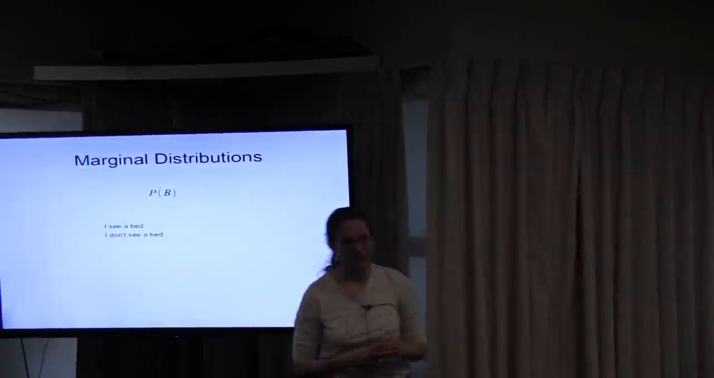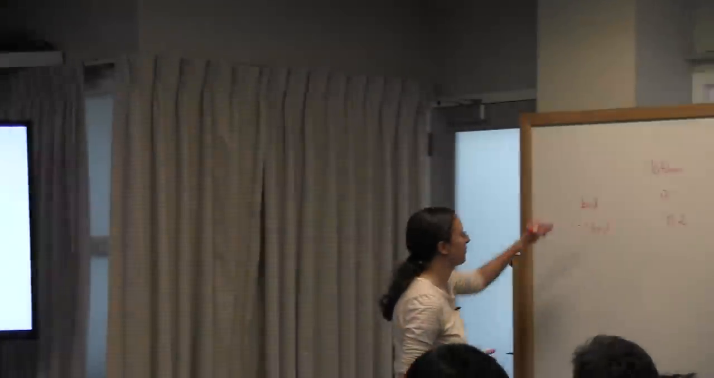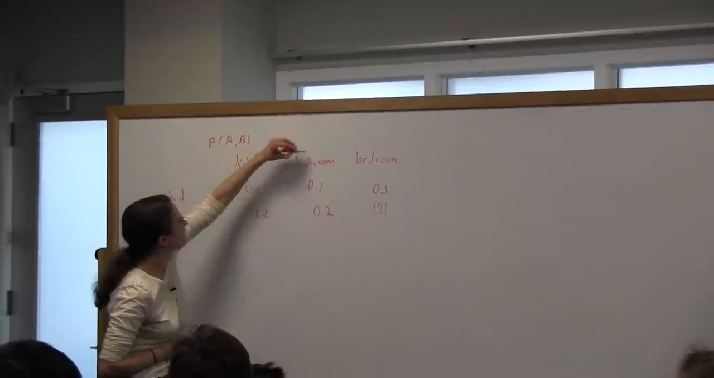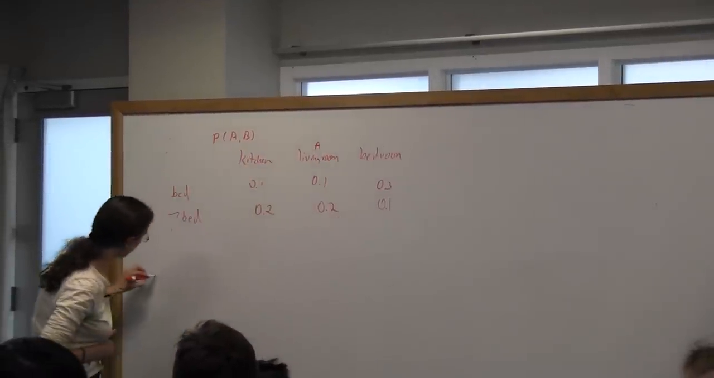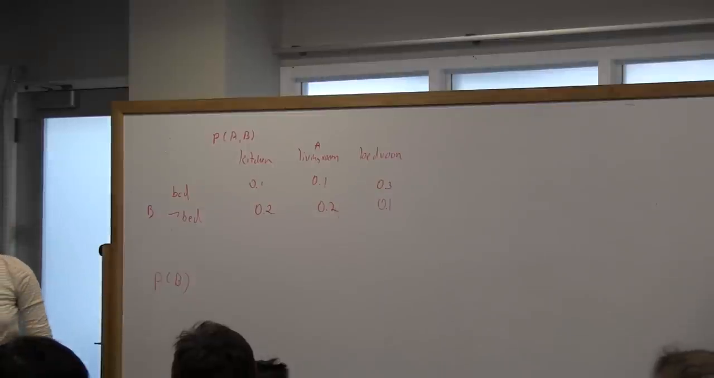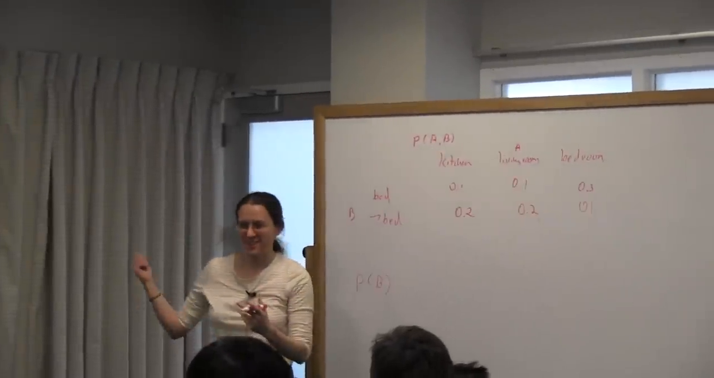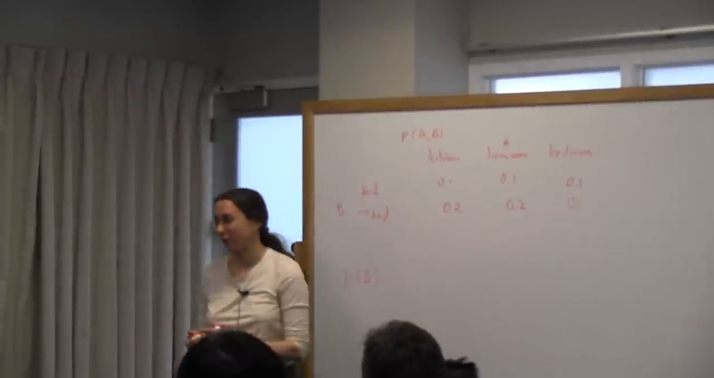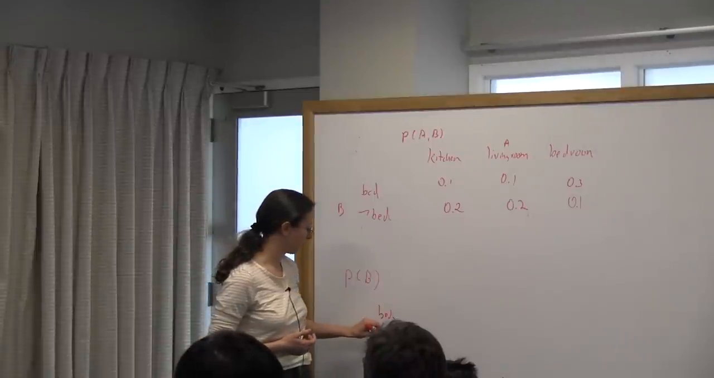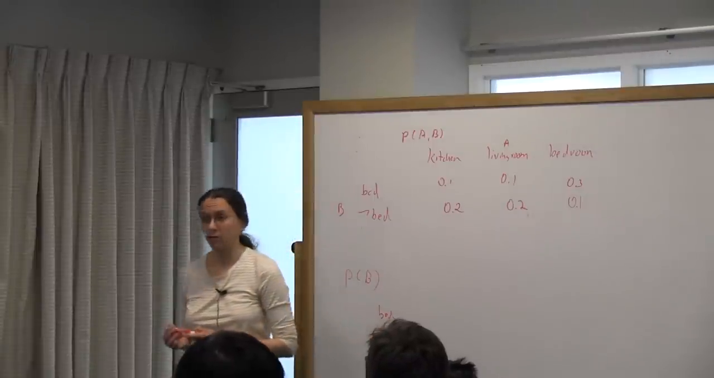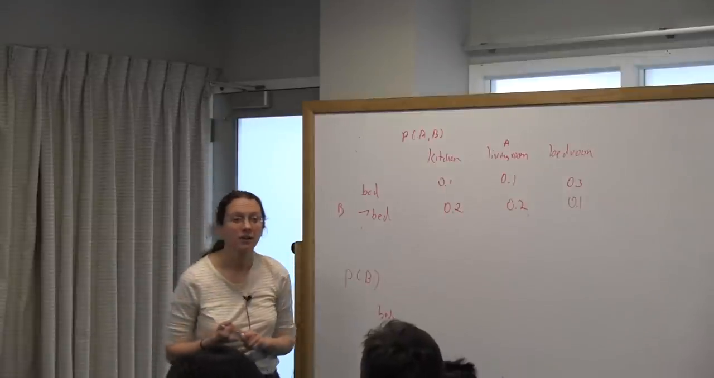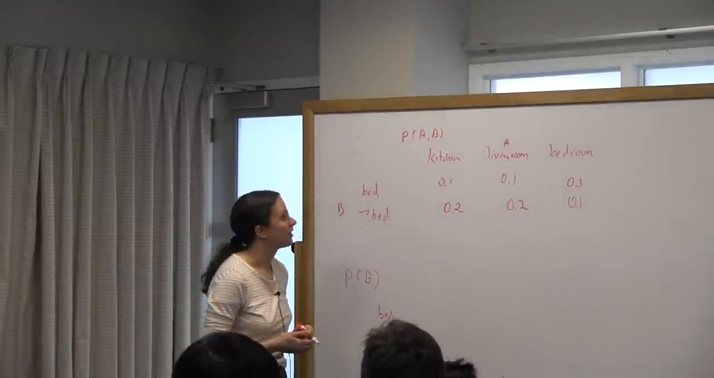Okay. So now let's try to write down the probability of A and B. This is our A, and this is our B. So what's the probability of B? Yes, I kind of cheated by putting it up there for you. First of all, the rows are: I see a bed, and I don't see a bed. So how do I compute it from the joint? Sum up each row.